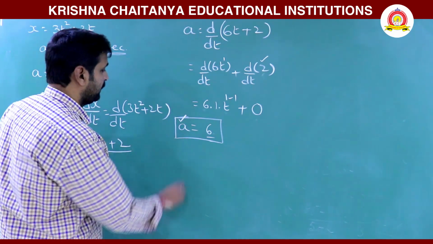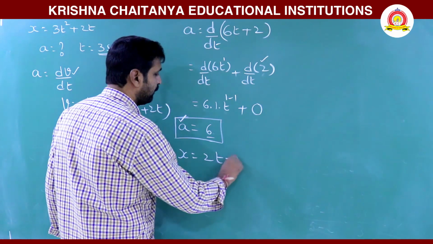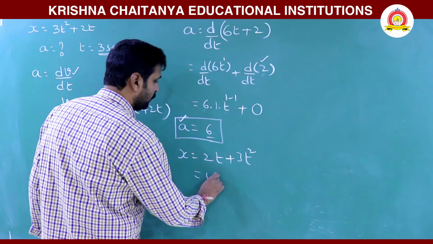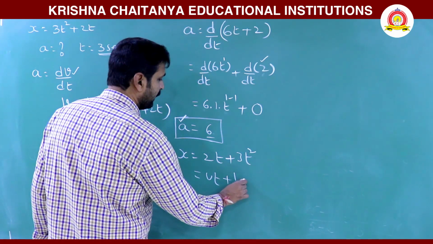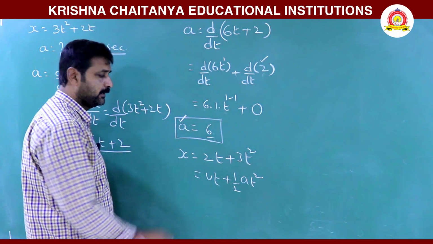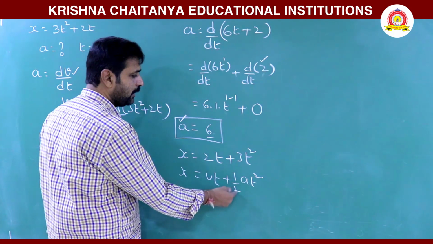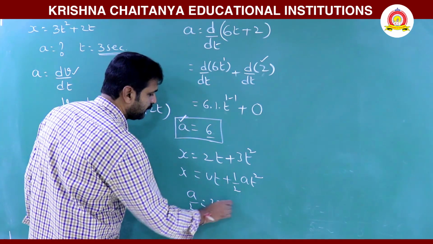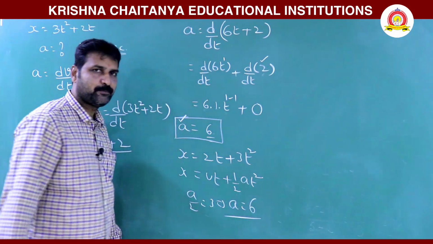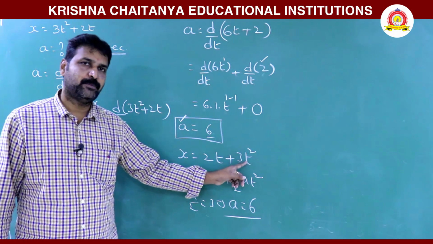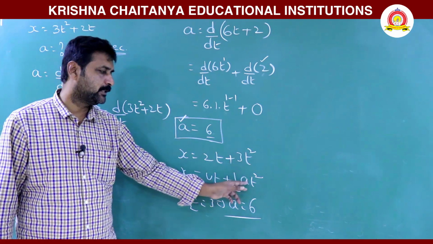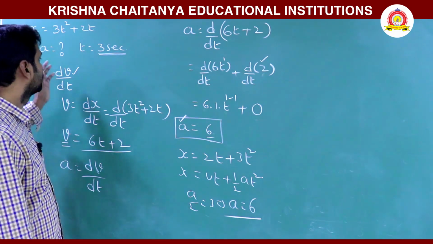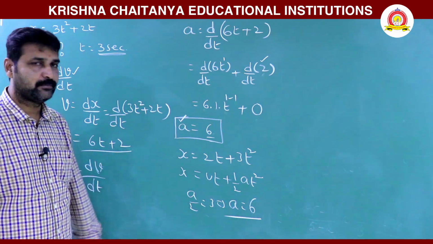Now take this expression x as 2t plus 3t squared. Now this is in the form ut plus half at squared. Now a by 2 equals 3, so a is equal to 6 simply. Shortcut: if you identify the expression is in the form of ut plus half at squared, acceleration is 6 and you need not go for differentiation methods, but you have to identify.